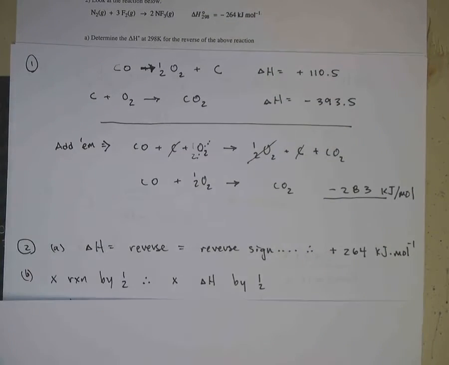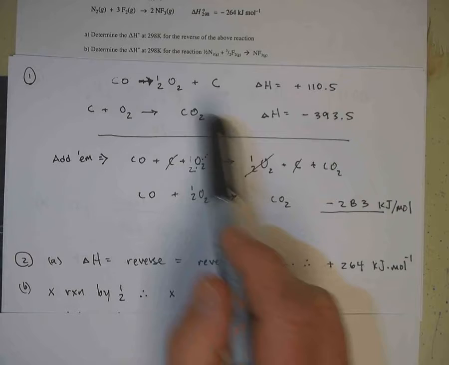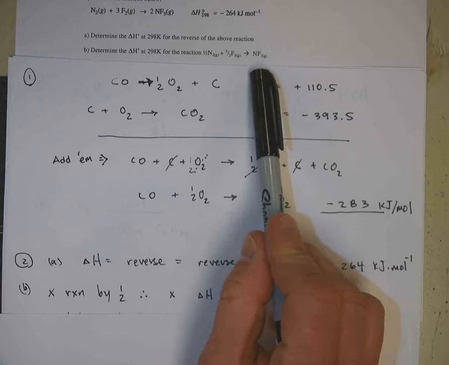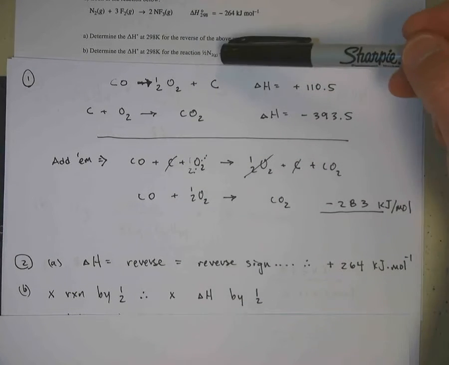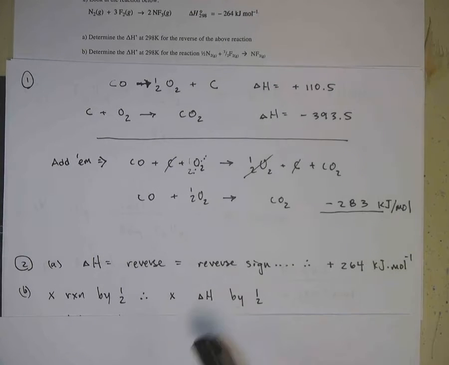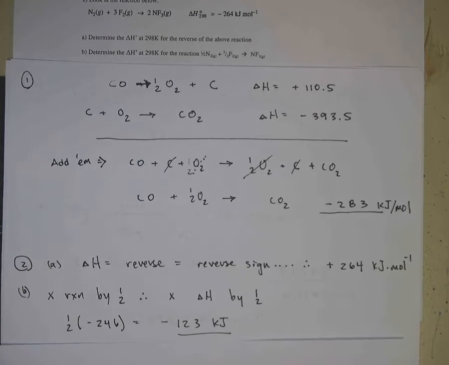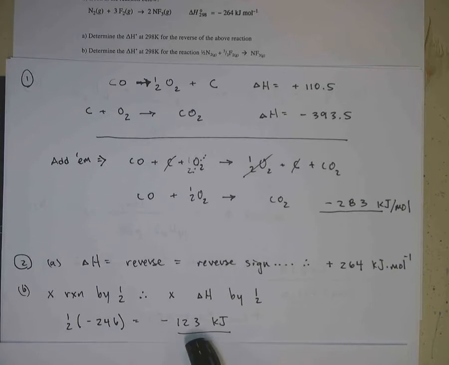In letter B, it says determine the enthalpy change for 1/2 N2, 3/2 F2, and NF3. And to get that, you had to multiply this reaction by a half. So just take the enthalpy and multiply it by a half. So you take a half times negative 246, and you get negative 123 kilojoules.